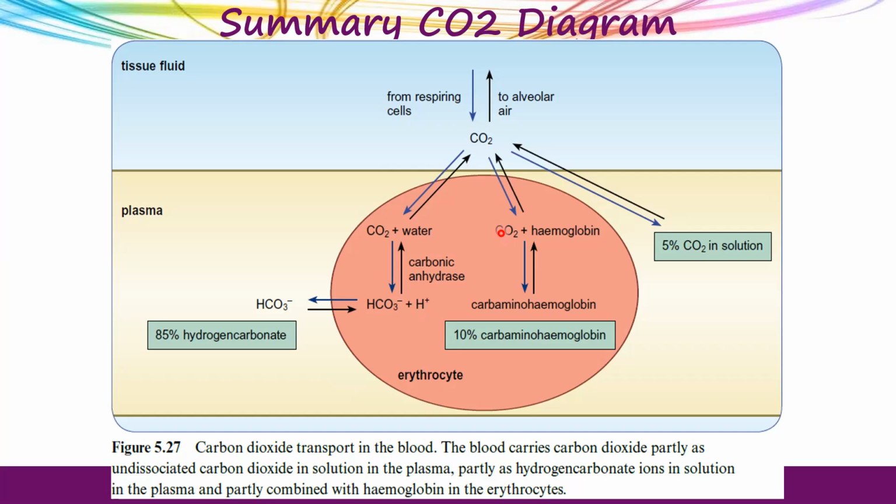Then some of the carbon dioxide escapes this process. So what happens, it directly binds to the amino group of hemoglobin and it forms carbamino hemoglobin. This would stay in the red blood cell. So around 10% of it is carbamino hemoglobin. It will then go into the lungs. Then it will be released. Right? So this is the summary diagram of how carbon dioxide is transported.